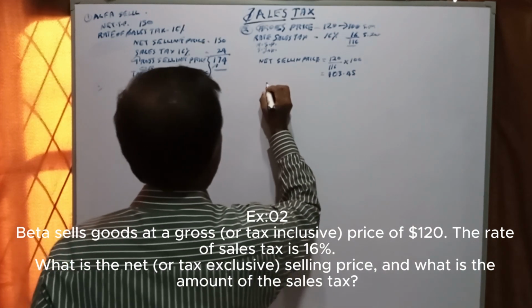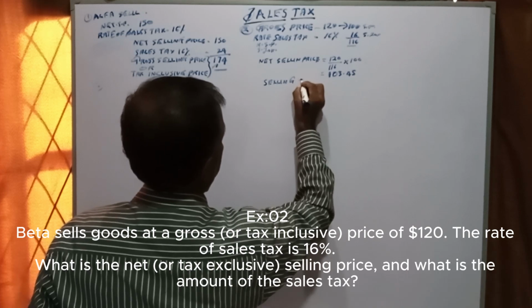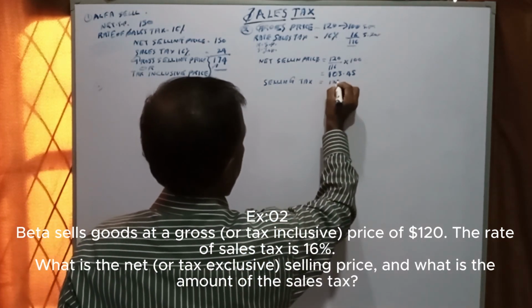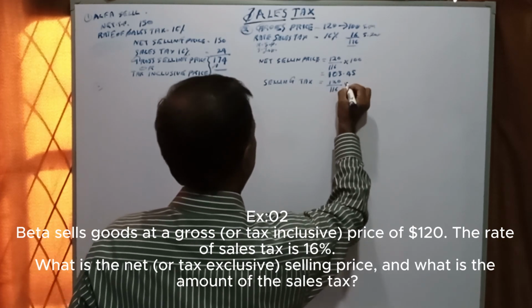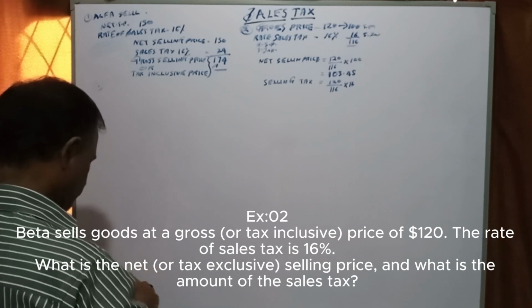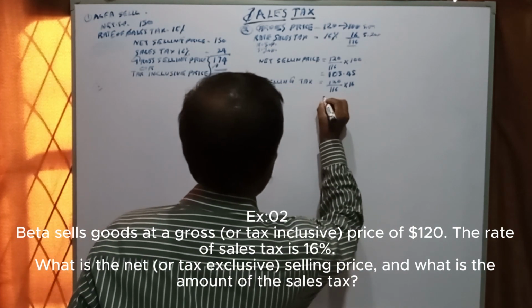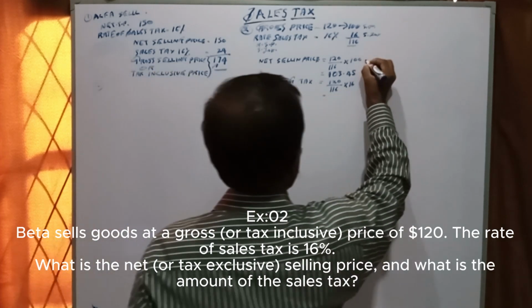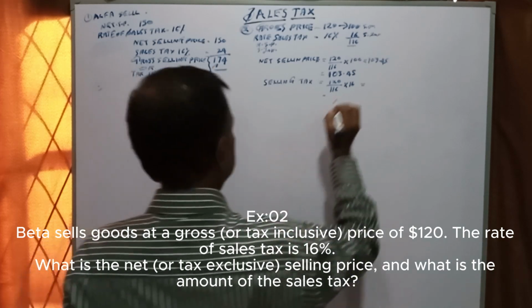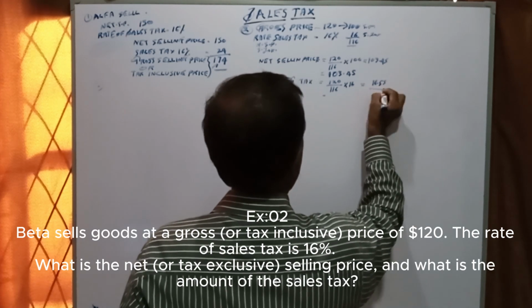What is the sales tax? Tax equals 120 divided by 116 into 16, which is 16.55. So this is 103.45 and this is 16.55.